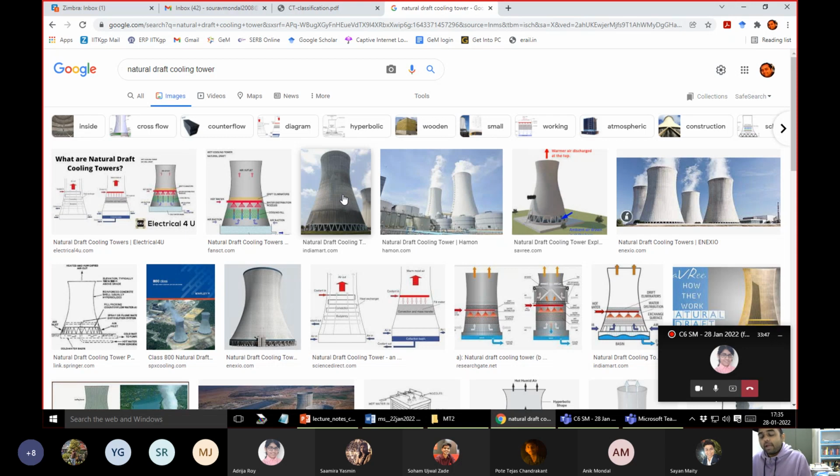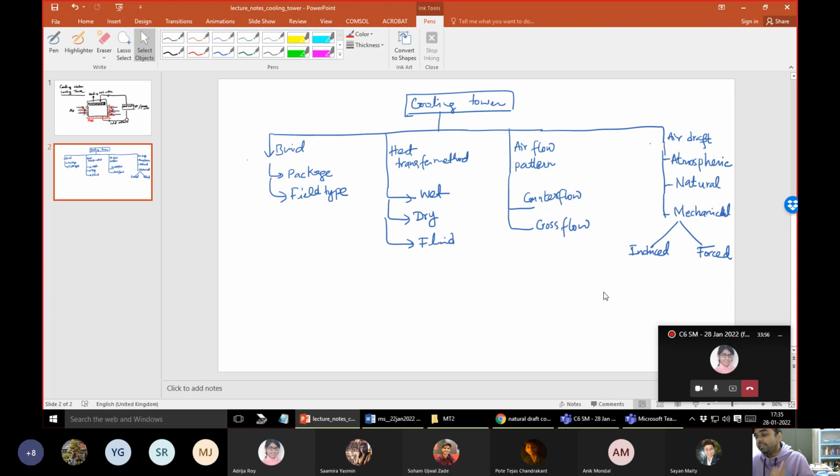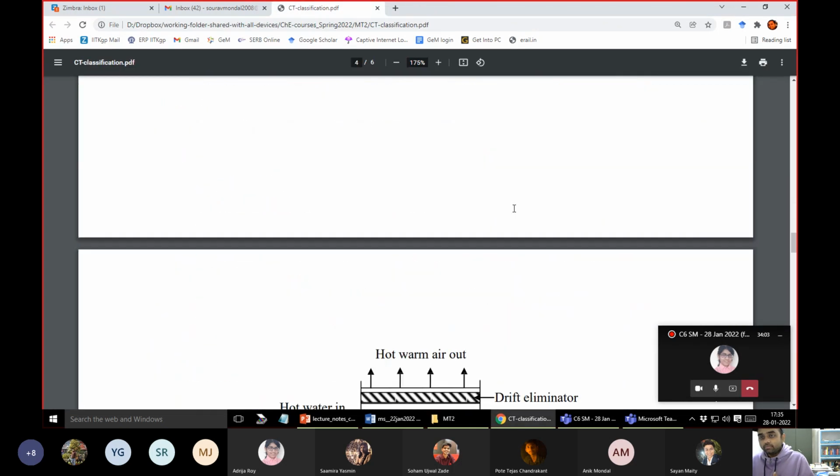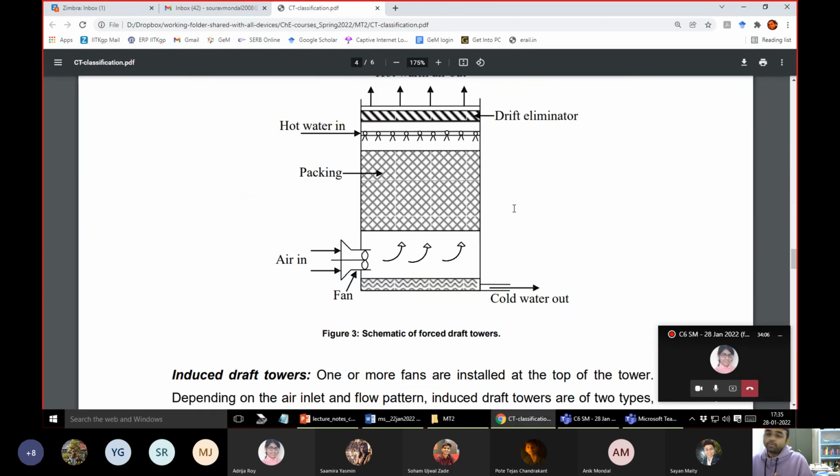Okay. Now, apart from the natural draft and the atmospheric draft, there are two other types, the mechanical drafts. One is called induced draft and another is called forced draft. So let me show you a schematic of these. So this is an induced draft. What is the difference between the induced draft and the natural draft is that in both the induced and the forced drafts, which are mechanical types, you have a fan. Now the location of this fan makes this classification.